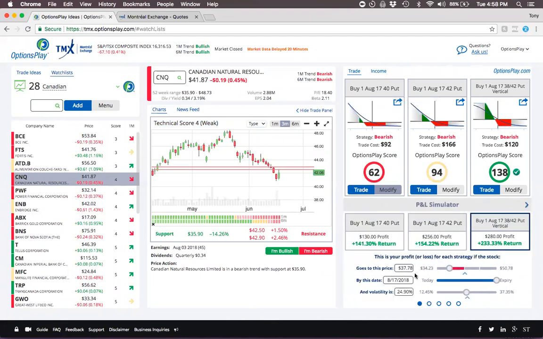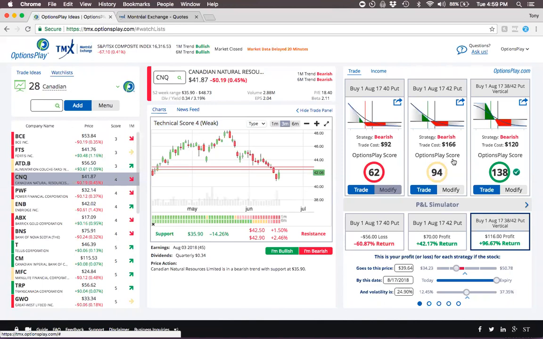Then what happens if the stock goes down to $37? What are my expected returns? As you can see here, if I bought the 40 put, I actually make a higher return than if I bought the 42 put. But what happens if I think the stock's going to move a little, not as much? As you can see here, I make a 42% return on the 42 put, and I lose 60% of my return on the 40 put. So that tells me maybe I shouldn't trade the 40 put, maybe I'll trade the 42 put.